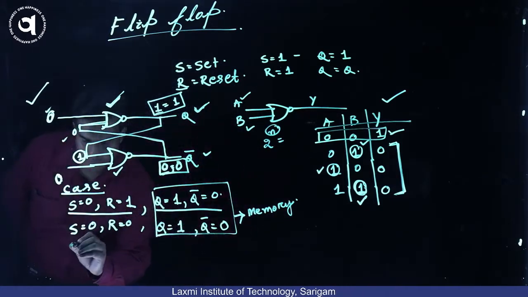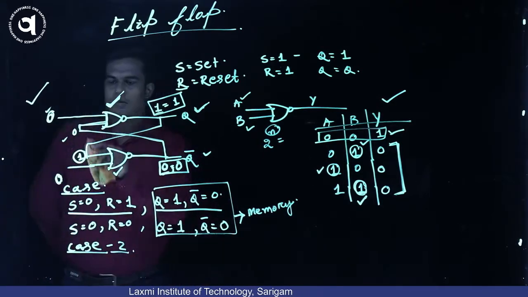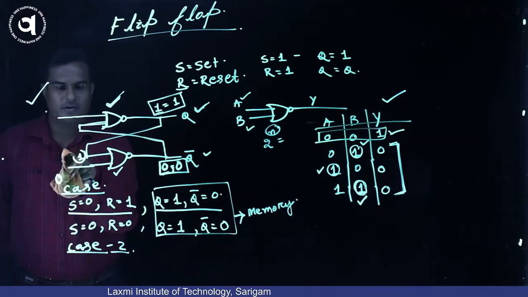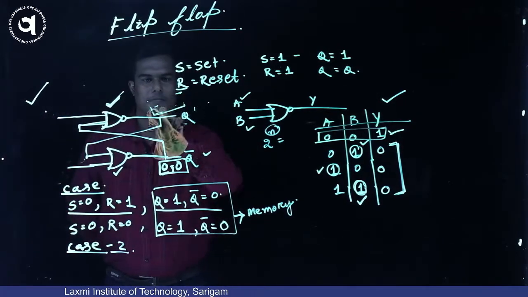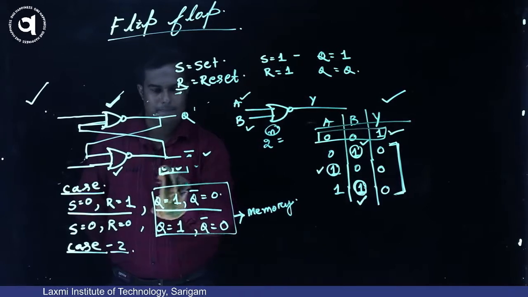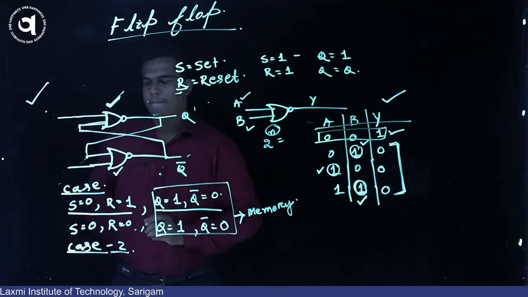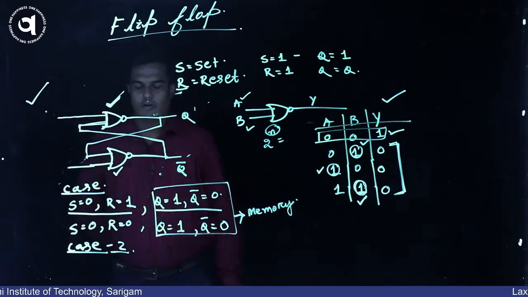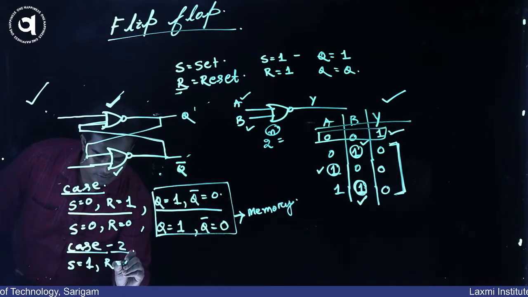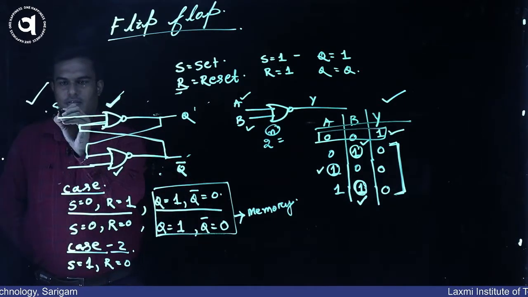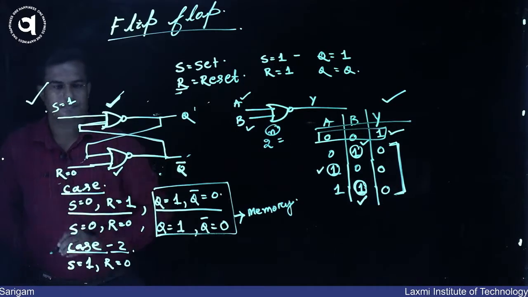Now we'll go to the second case, case 2. We'll change the input value and we will see the output values. This is our Q bar. In case 1, we took S equal to 0, R equal to 1. So we will change the values to S equal to 1 and R equal to 0. This is our S and R. S equals 1 and R equals 0.